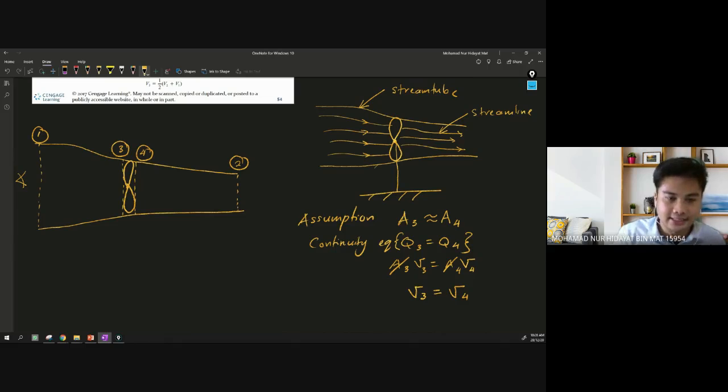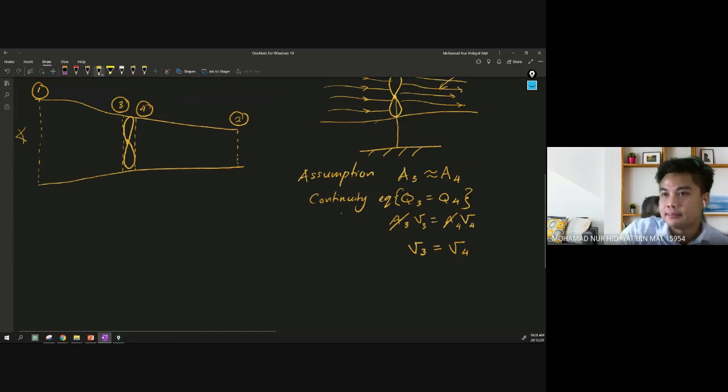Okay, so far you guys understand? Managed to capture? Okay, and then another assumption as well: the elevation Z1 equal to Z2 and Z3 equal to Z4, the same elevation. So we can say that elevation Z1 equal to Z2 equal to Z3 equal to Z4. The same elevations. And we neglect the viscous effect.